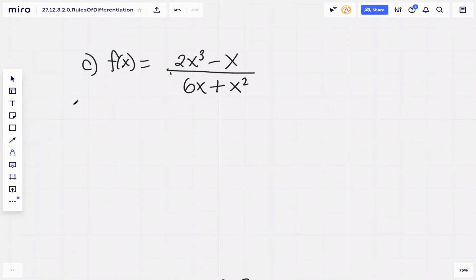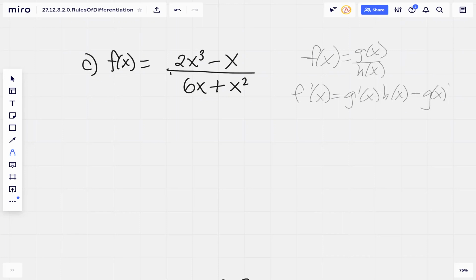All right, so next question. f of x equals (2x cubed minus x) over (6x plus 2). So now we have a quotient. So we're going to use the quotient rule. So what is the quotient rule? So f of x equals g of x over h of x. The quotient rule tells us that f prime of x equals g prime of x times h of x minus g of x times h prime of x, all over h of x all squared. All right, so let's do this.